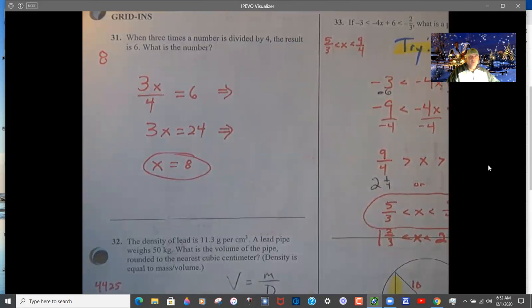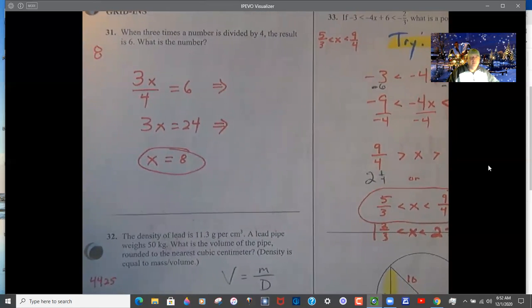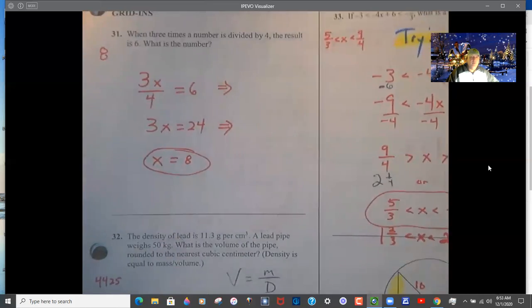Sometimes you get a real easy problem, and 31 relative to the rest is pretty easy. Write it out, solve it out. So 3x divided by 4 is 6. Multiply both sides by 4. Look at the denominator elimination again. They are psycho with that. So you better learn and multiply both sides by 4.